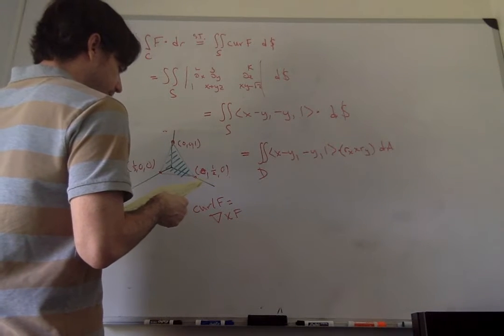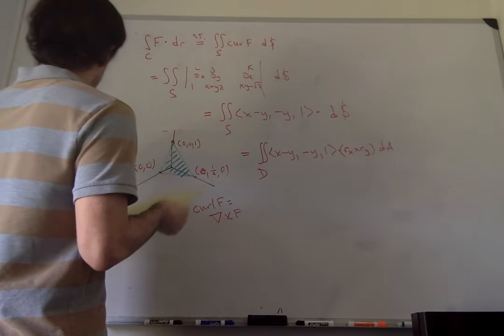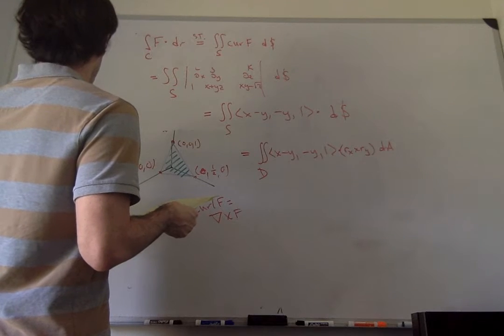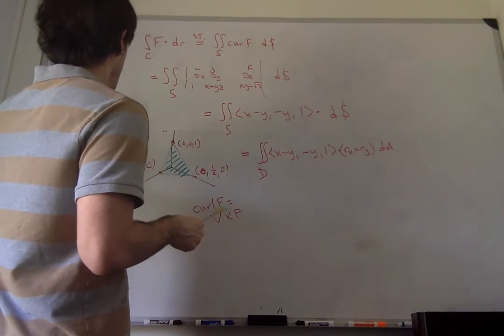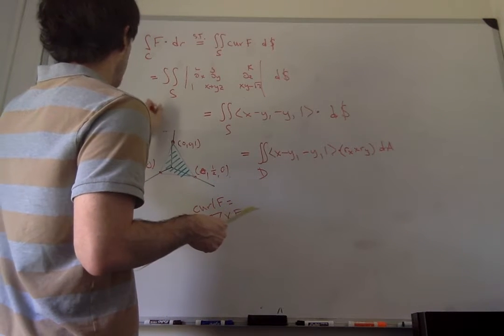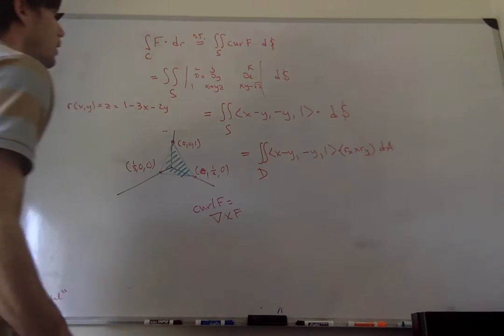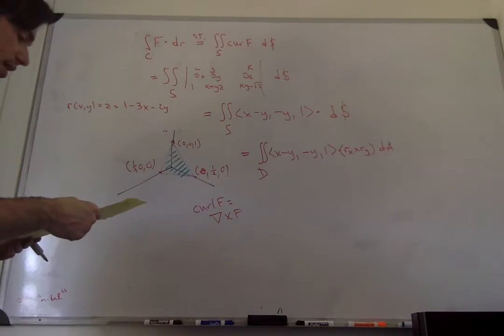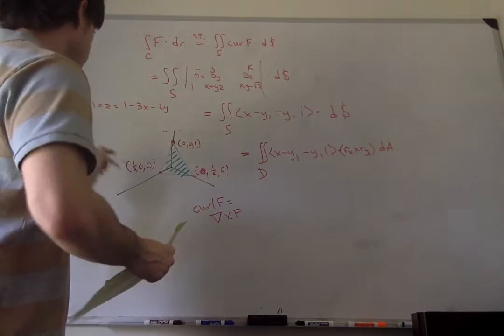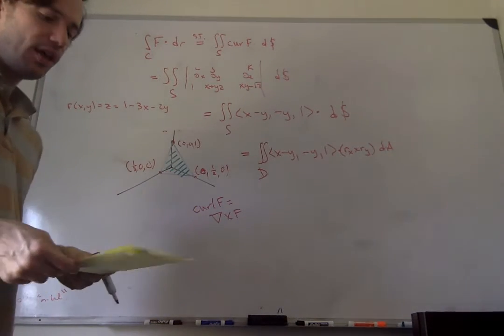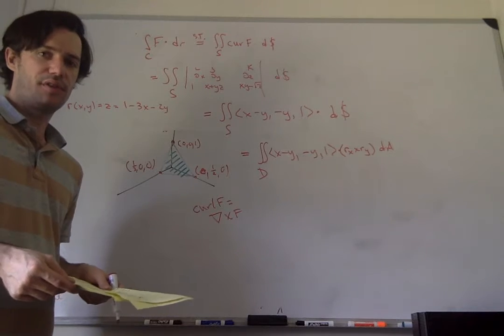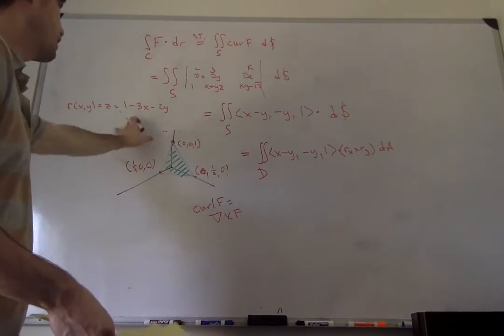Well, you have r of x, y equals z equals 1 minus 3x minus 2y. Okay, and how did I get that? Well, that's just this plane solved for z, right? So the plane is 3x plus 2y plus z equals 1, solve for z, and you get this.